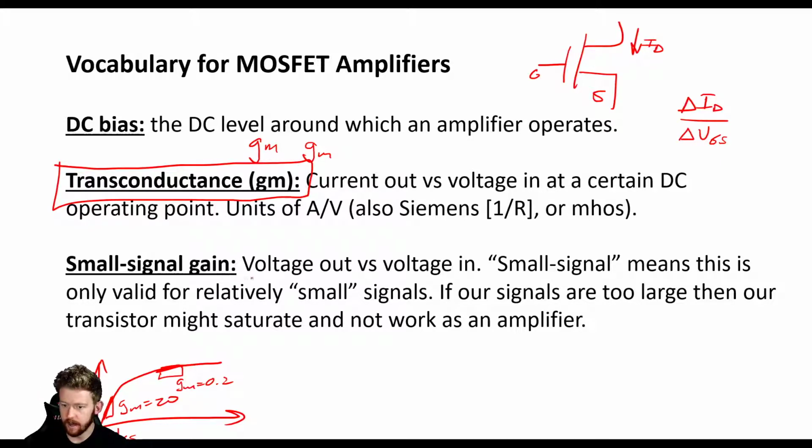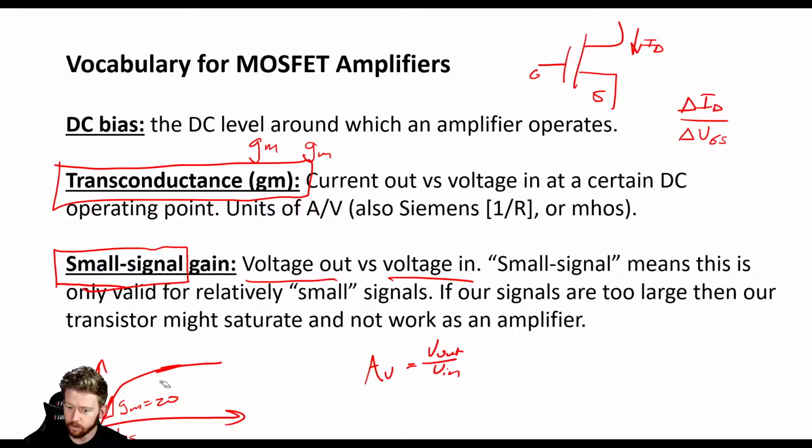Now, small signal gain is the last thing I want to talk about. So voltage out versus voltage in. You may have seen before that AV is equal to V out over V in. That's just our small signal gain. Now, small signal tells us something that is actually pretty important. Like I said before, we have to work these amplifiers in specific regions. So if I have just a little tiny VGS, I'm working in a very small region on this graph, and it's mostly linear. So if we take a look at the ID, it's going to look proportional to that input.